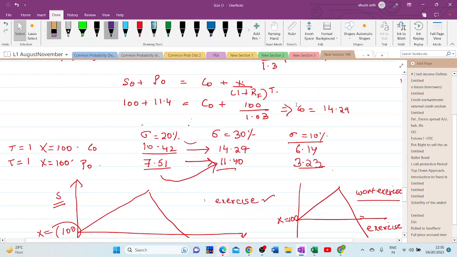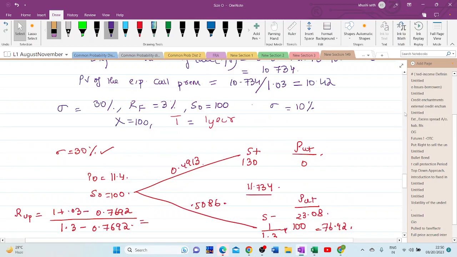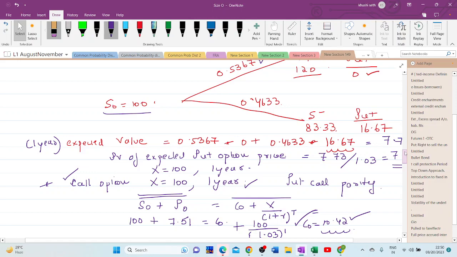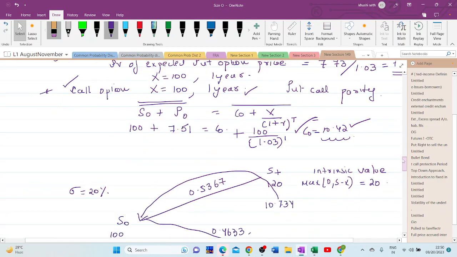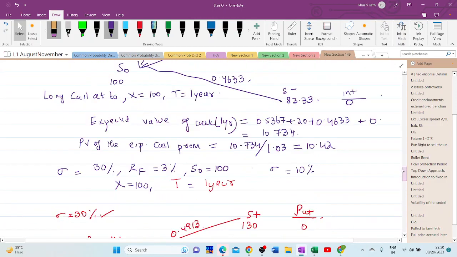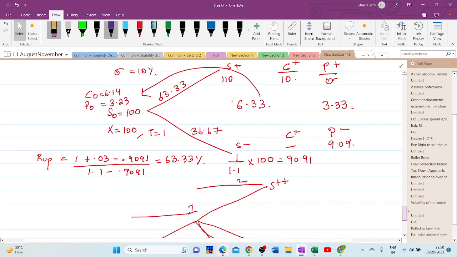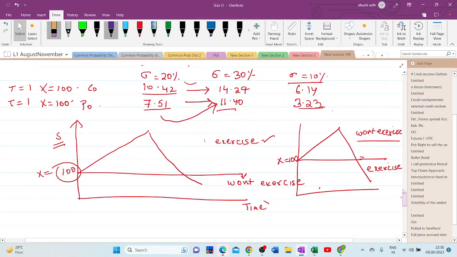यू नो, अभी मैं अमेरिकन कॉल और अमेरिकन पुट्स को we are going to price in the next class. We are going to understand the 2 period binomial model, and we are going to price American call and American puts using the 2 period binomial model.